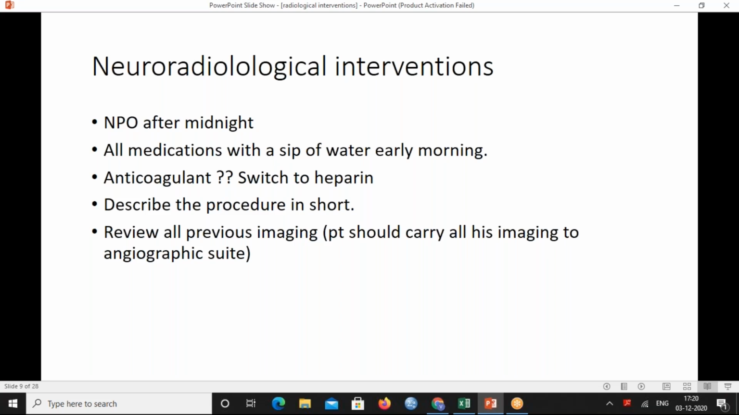And review of all the previous imaging. Patients should always carry their previous imaging to the angiographic suite, and it should be reviewed before a procedure is started.